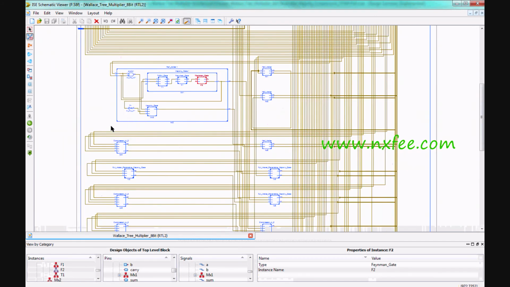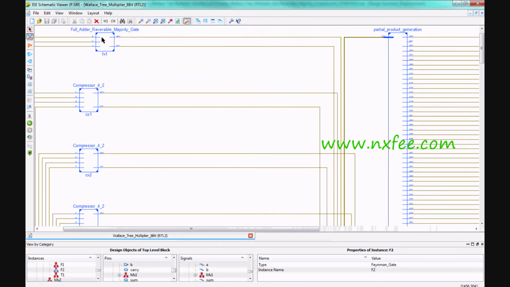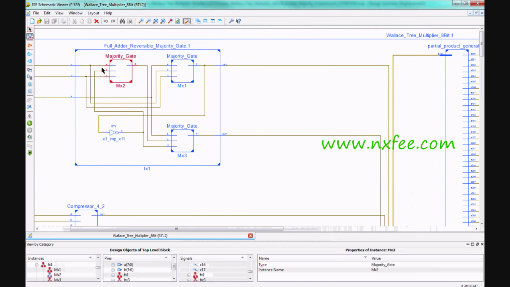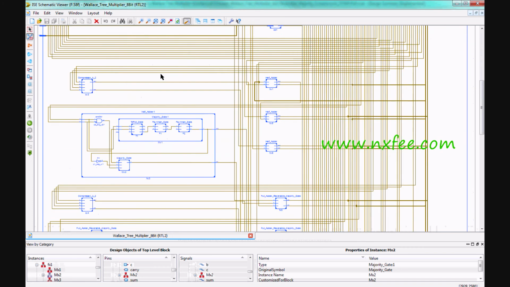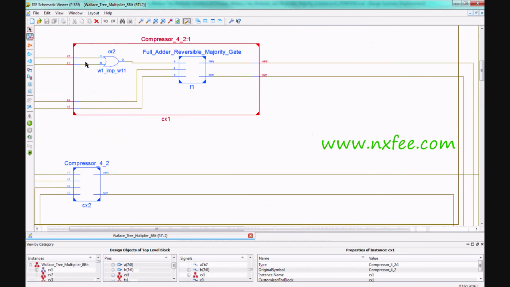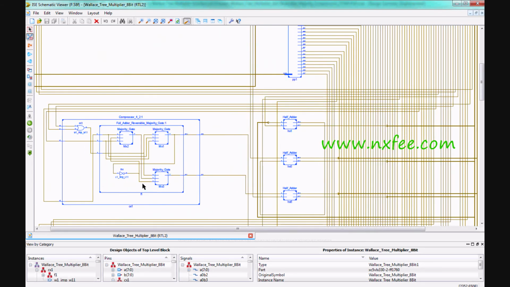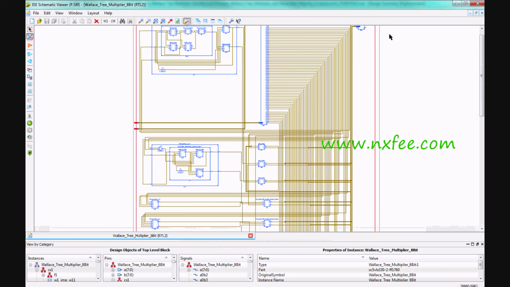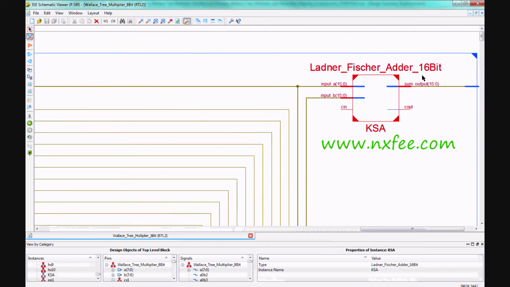And here you can check the full adders. This is a full adder for the reversible majority gate. You can check the majority in the full adder. And the compressor 4:2. This is the compressor for the 4:2 method. This is a full adder. And finally we designed the Ladner-Fischer adder, the Ladner-Fischer 16-bit adder.